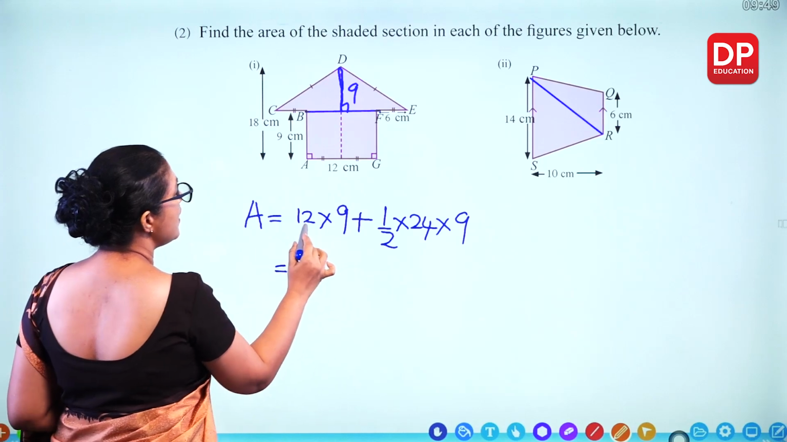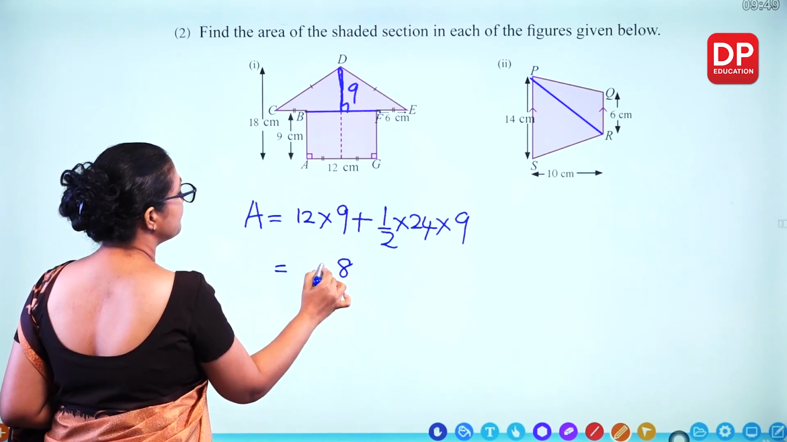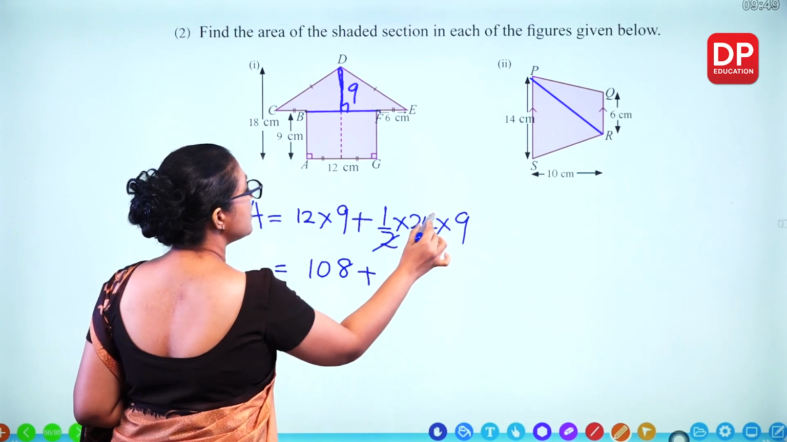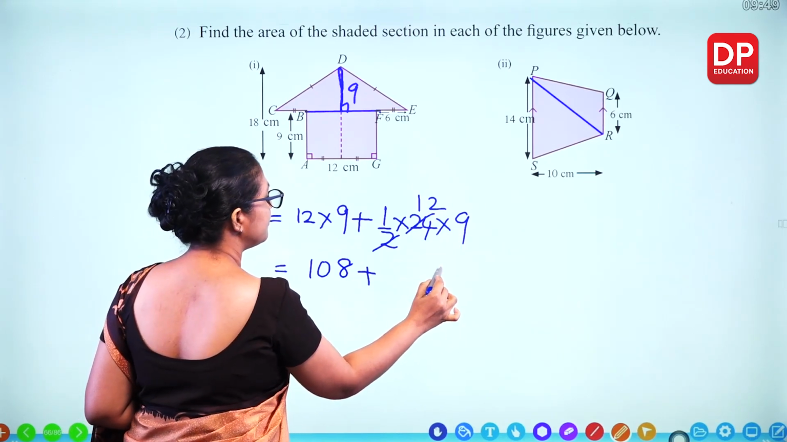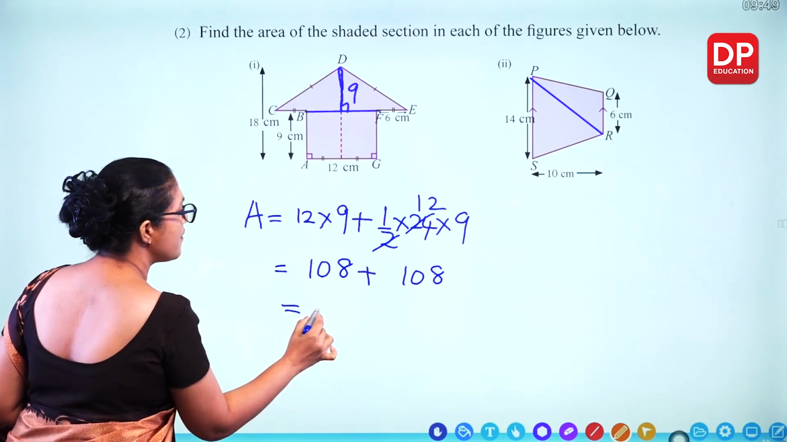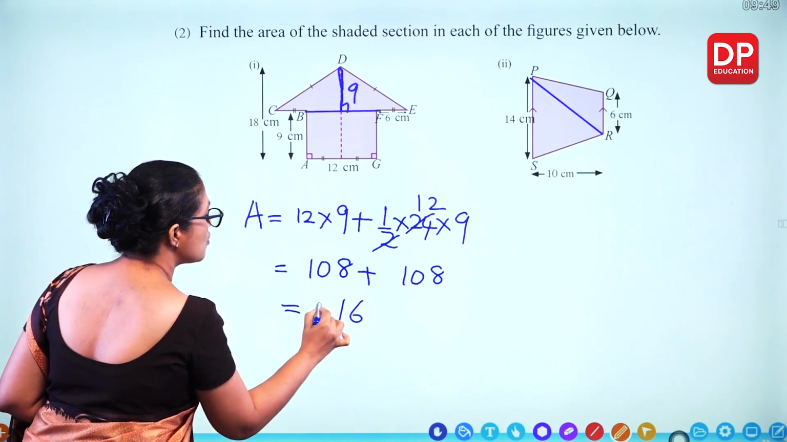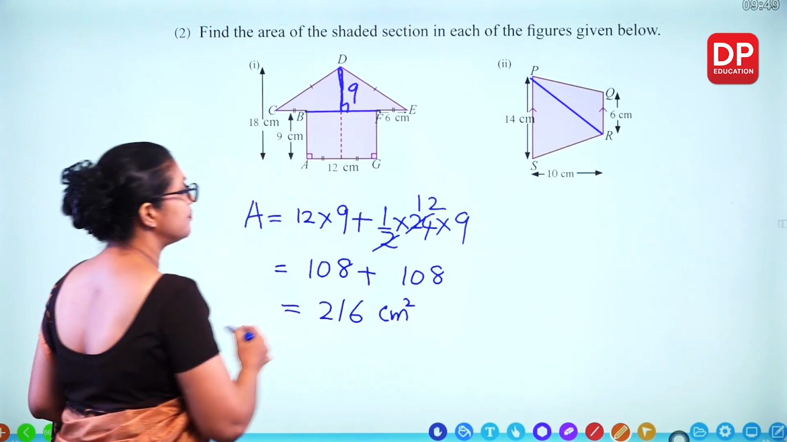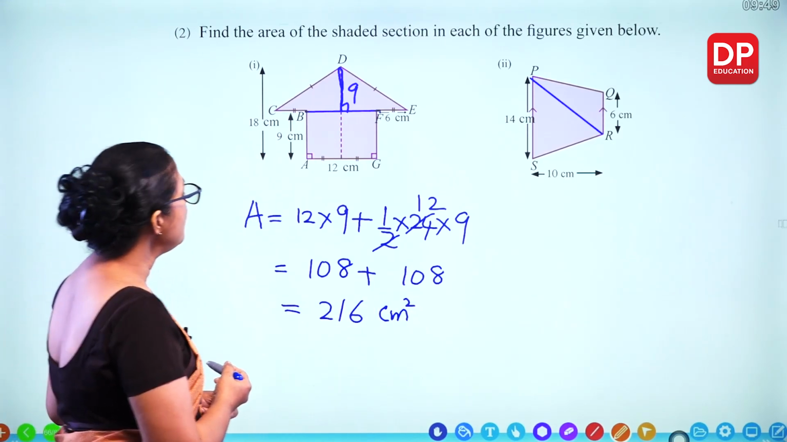Now simplify, 108 here and 12 times 9, 108. So 108 plus 108, you get 216 square centimeters. Look at this one.